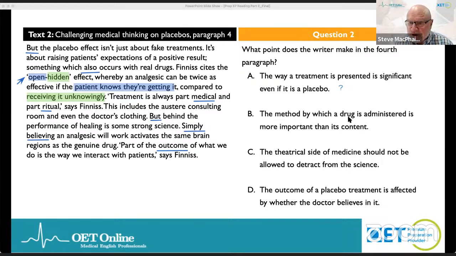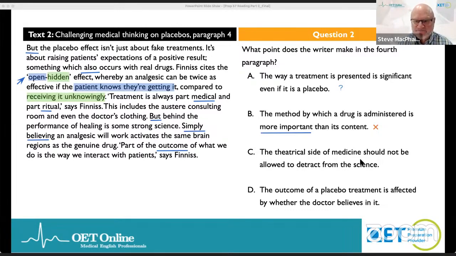B, the method by which a drug is administered is more important than its content. So when I'm analyzing language here, I like this type of answer. I think I can easily rule it in or rule it out. Well, it says treatment is always part medical, part ritual. It's not saying one is more important than the other, right? So this is one of these easy rule outs. Not comparing, the impression I got is that they're equally important.